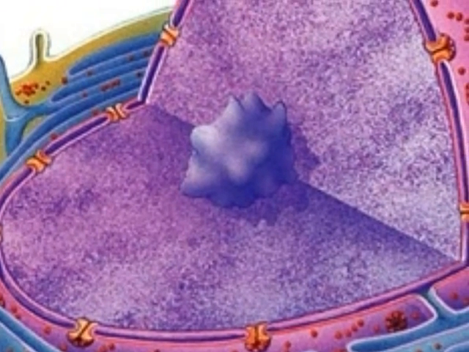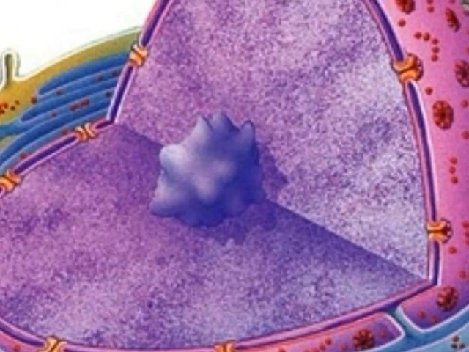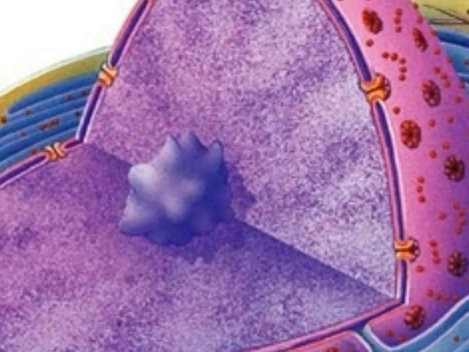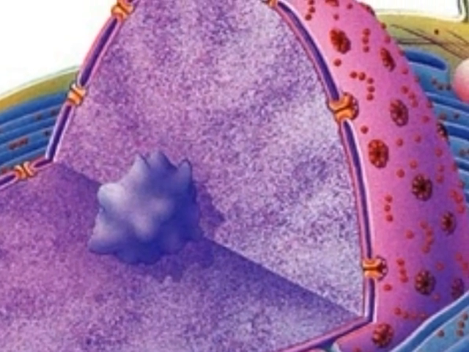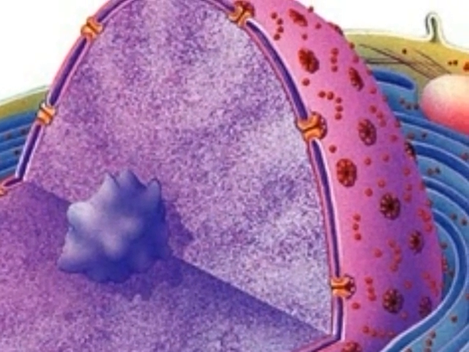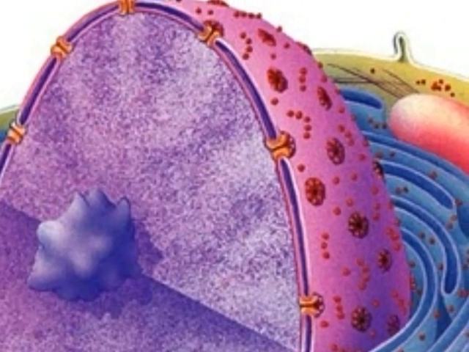The nuclear envelope is a double membrane that is perforated with pores. We are going to enter through one of the pores and view the nucleus and the nucleolus inside.